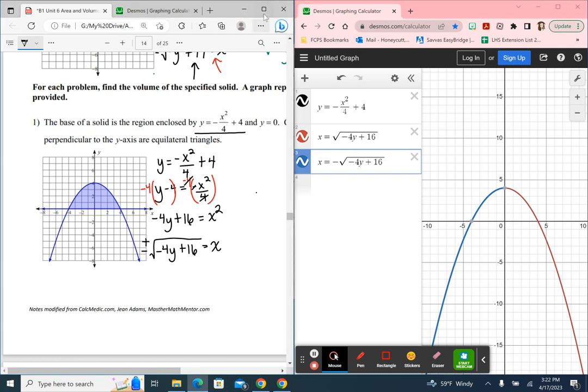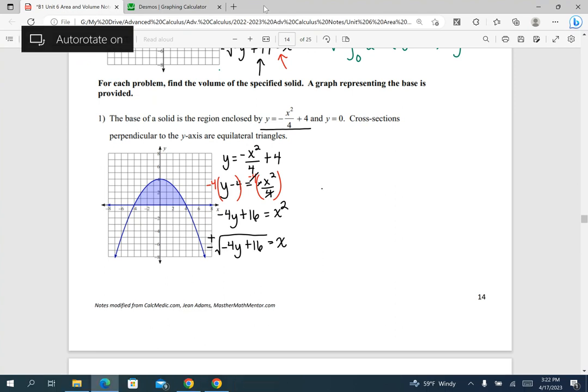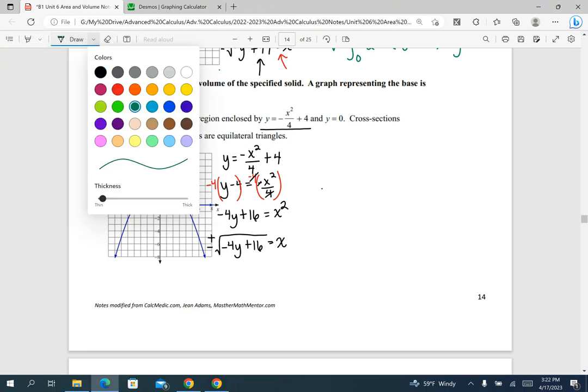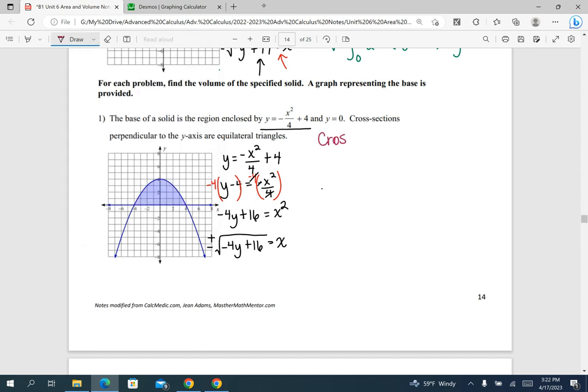All right, next, I want to come up with a formula for the area of the cross section. This time my cross sections are equilateral triangles. If I tried to imagine what that would look like, that would be the bottom and it would go across. I've got an x from the y-axis to the curve and then another x, because I've got the positive x and then the negative x. So that's 2 x values, which means this whole base is 2x. Or I could think of it in terms of y as 2 times the square root of negative 4y plus 16. This is what I'm going to use when I go to find my area.